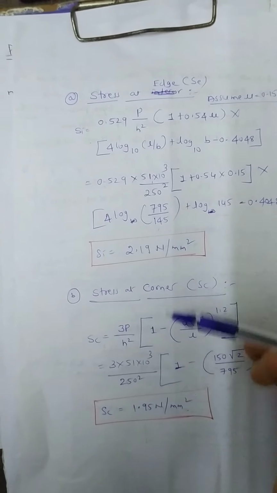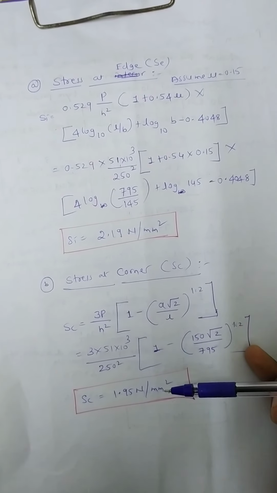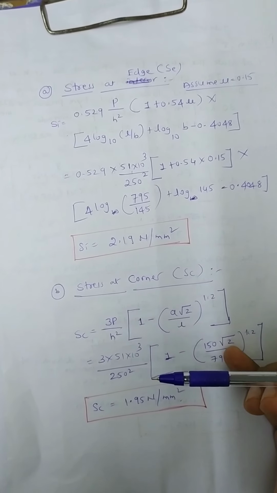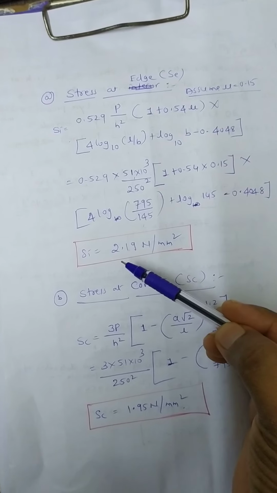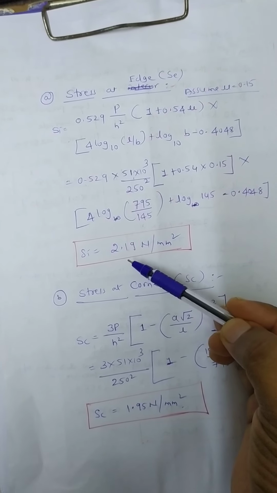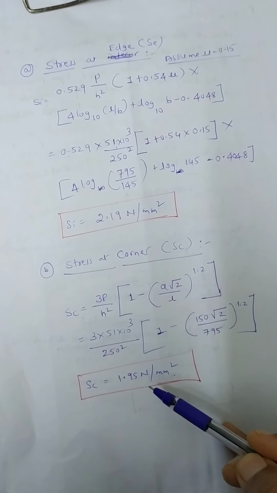So these are the two values from the modified Westergaard's equation, given by Kelly and Southland. The stress at the edge is 2.19 Newton per mm square and the stress at the corner is 1.95 Newton per mm square.